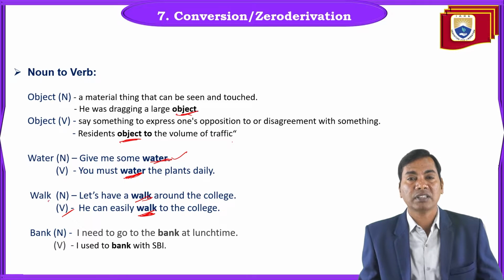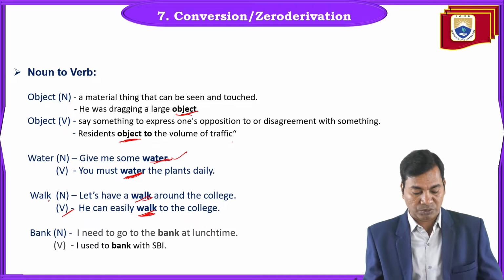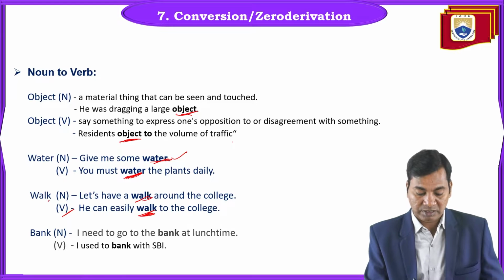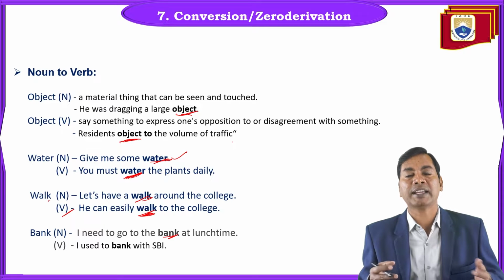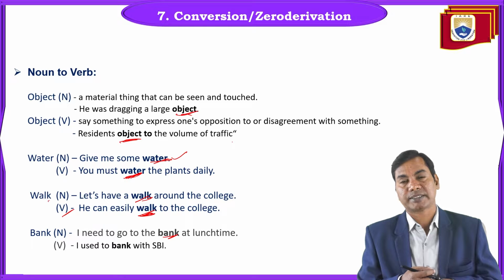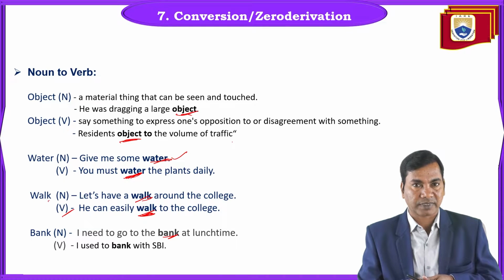Now bank. Everyone is familiar with this word, right? So here bank can be used as a noun and also as a verb. I need to go to the bank at lunchtime. Here the bank means where we deposit and withdraw money. A bank is a place where money transactions take place. That is a noun.